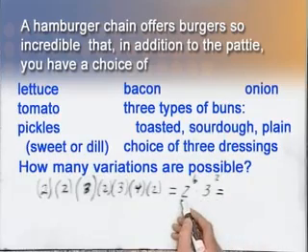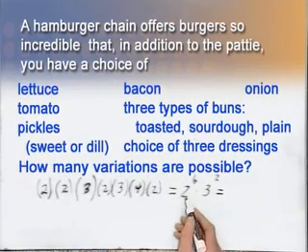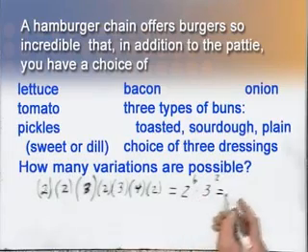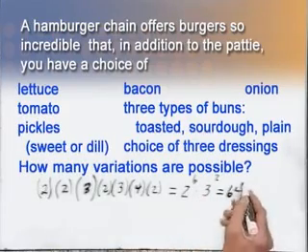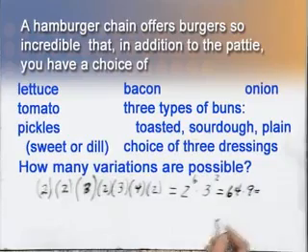Does anybody know what 2 to the 6th is right offhand? What's 2 to the 3rd? 8. 8, right. So what's 2 to the 6th? 64. 64, right. It'd just be 8 squared. This is 2 to the 3rd times 2 to the 3rd. So we have 64 times 9.